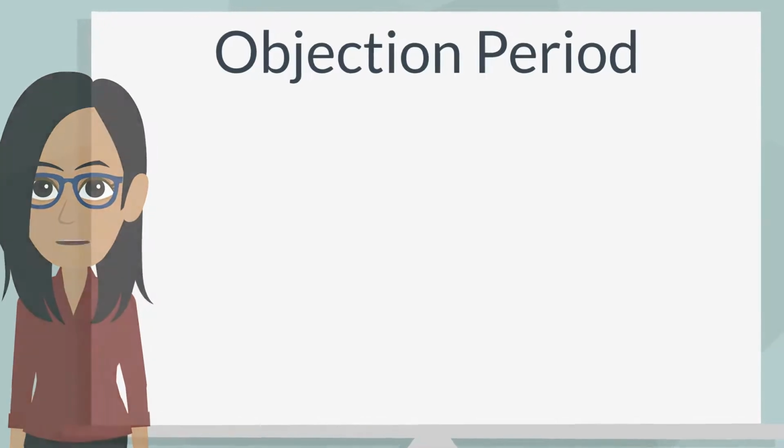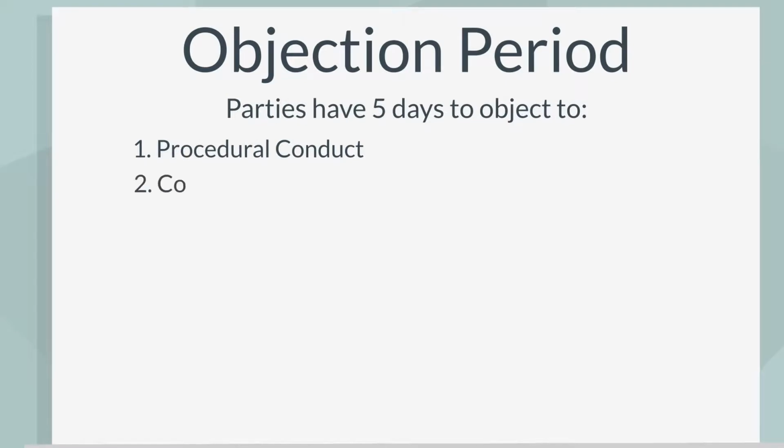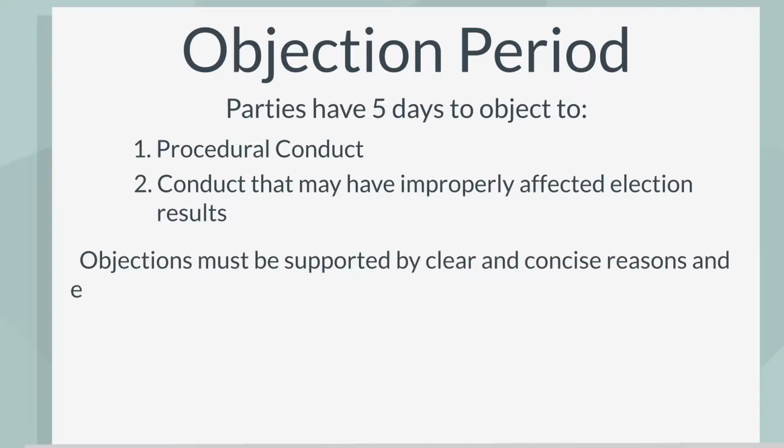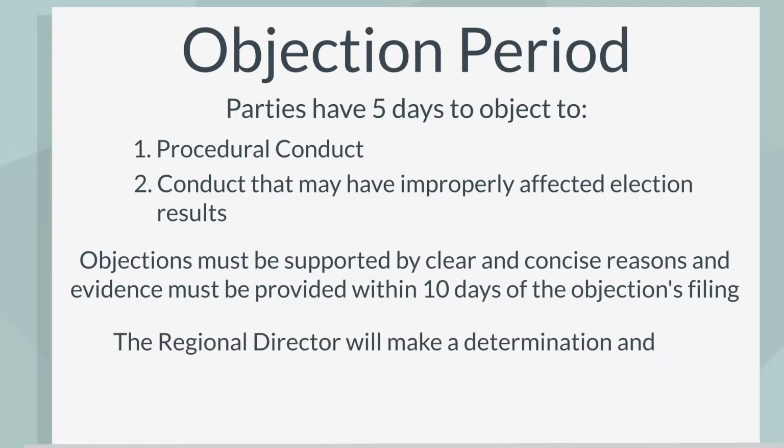Once the tally of ballots is served on the parties, they have 5 days to object to the procedural conduct of the election or to conduct that may have improperly affected election results. Objections must be supported by clear and concise reasons, and the objecting party must provide evidence, including signed statements, documents, and other supporting material, within 10 days after the objection's filing. If the regional director determines the conduct described had the potential to interfere with the free choice of voters, then the FLRA can rerun the election.